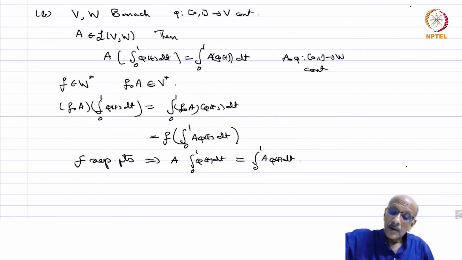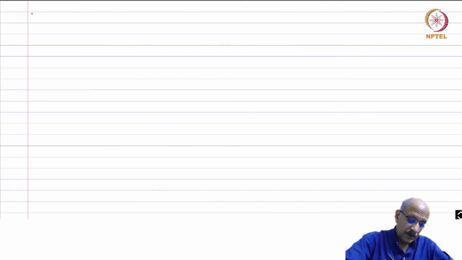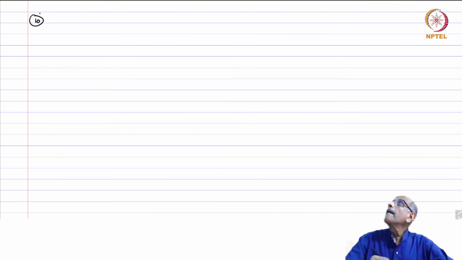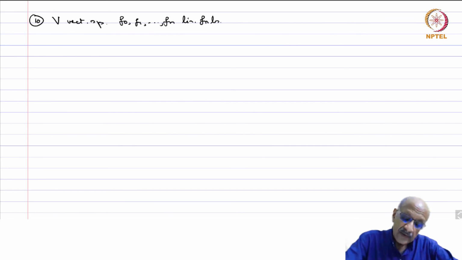Okay. So, we will now do one last exercise, exercise 10. It is a very nice exercise which has a lot of applications. So, V is a vector space, F0, F1, ..., Fn linear functionals. There is no question of continuity now because we are only having a vector space, such that the intersection for i equals 1 to n of kernel of Fi is contained in kernel of F0.